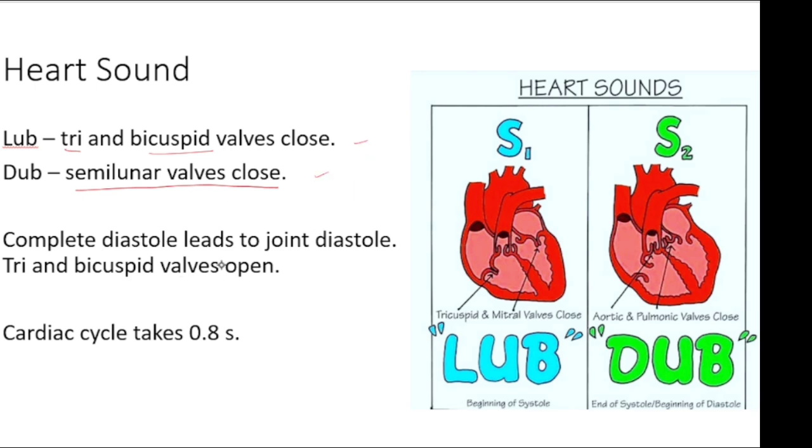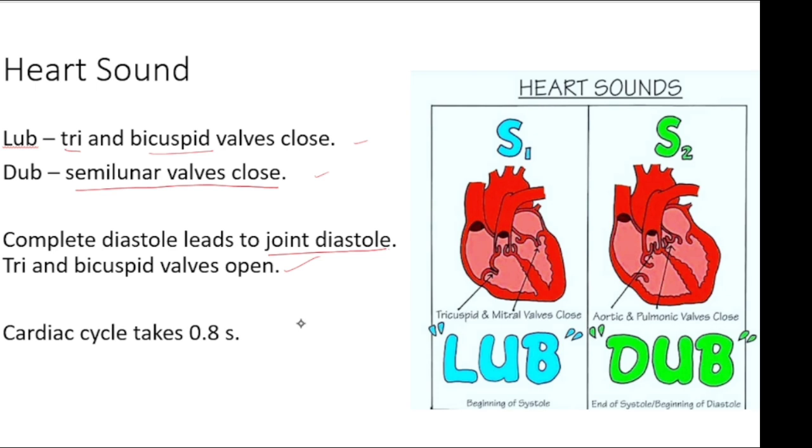Ventricular pressure further drops, so tricuspid and bicuspid valves now open. Since the semilunar valves are closed, the blood will not flow back. So pressure in the atria exerted by the blood, so the blood flows again into ventricles. The ventricles and atria are again relaxed. This is called a joint diastole. So each time, the whole process of cardiac cycle takes only 0.8 seconds.